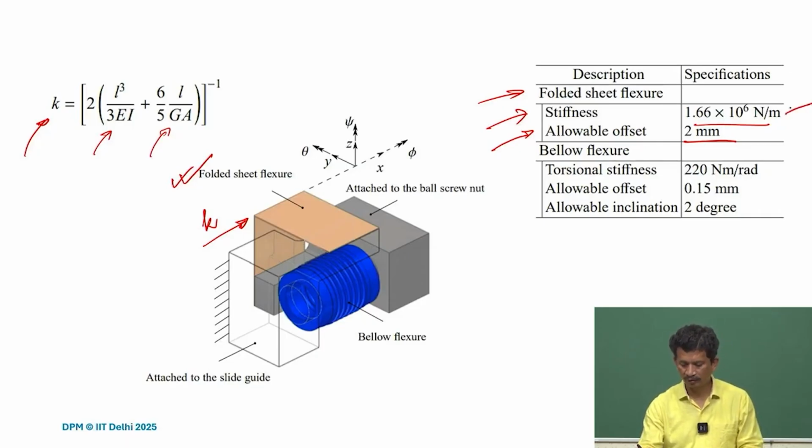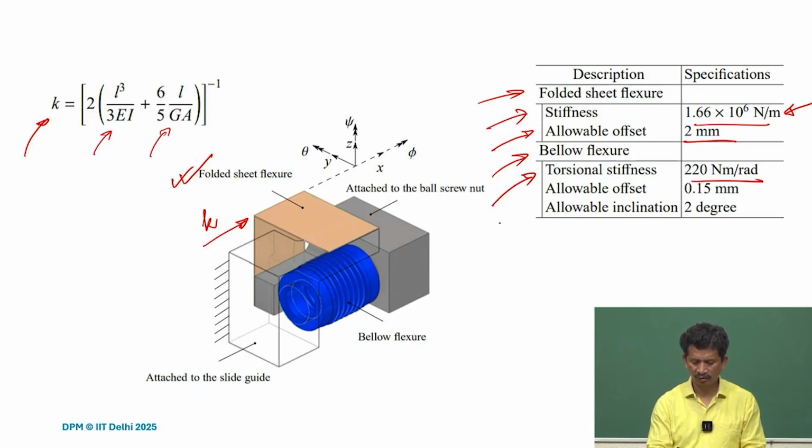So you can see the stiffness is very high. It's 10 to the power 6 Newton per meter. For the bellow flexure, we have selected it from Misumi. So yeah, you can choose this from different vendors, and if it's a good vendor and is from a good source, then highly likely they will provide you the specification sheets also. So we looked at it, and the torsional stiffness we have chosen. So it has to be rigid. So 220 Newton meter per radian. So that is the number we have looked into.